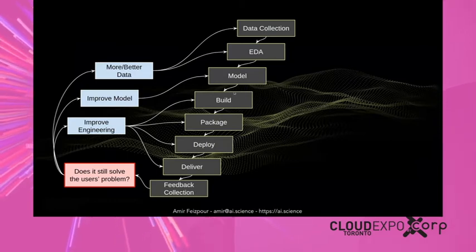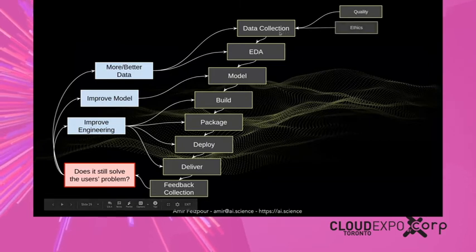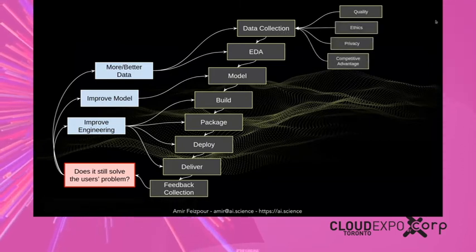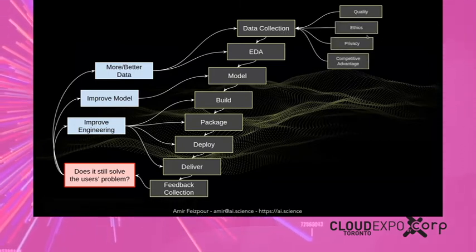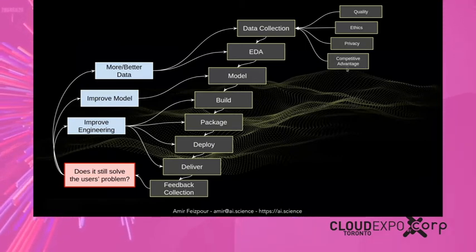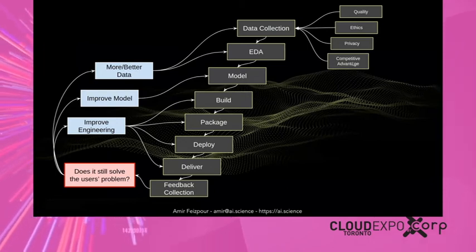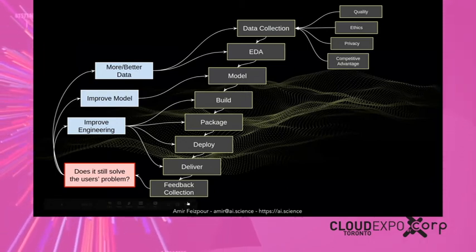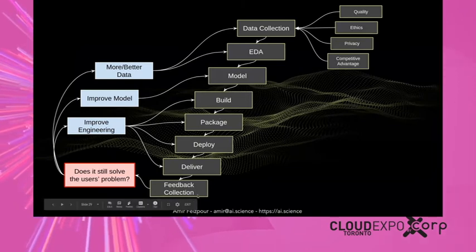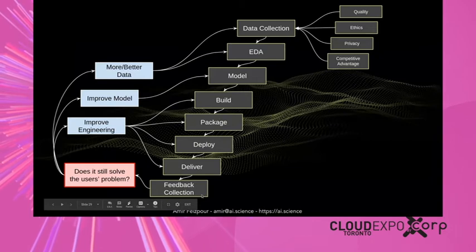And for that, in each of these steps, you have to do extra work. For example, for data collection, you have to think about things like the quality of your data, the ethics of using that data, the privacy of the users, and the competitive advantage that comes with the data. And the last one is extremely important because in the majority of the rest of the pipeline, there is rarely anything that creates competitive advantage for you.